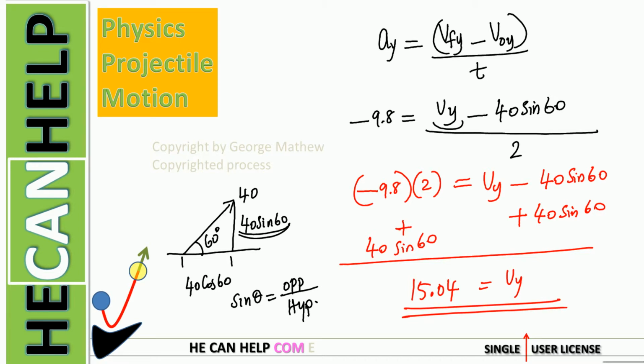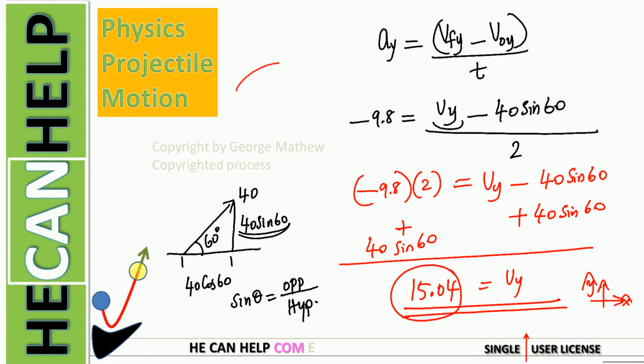So what is the magnitude of the vertical component of the velocity vector after 2 seconds? 15.04. What is the direction? Positive y. It's vertical, y, so positive y. Is it on its way up or is it on its way down? Because it is positive, and because we have defined positive x as to the right and positive y as vertically up, we have to think of this as still climbing up. So it is on its way up.